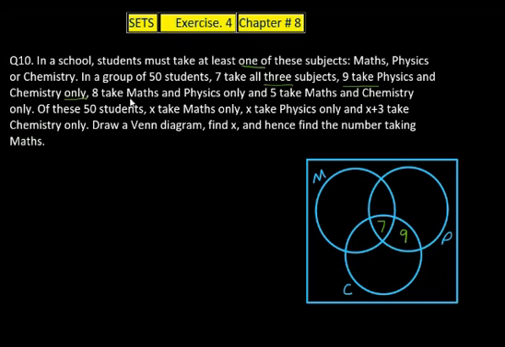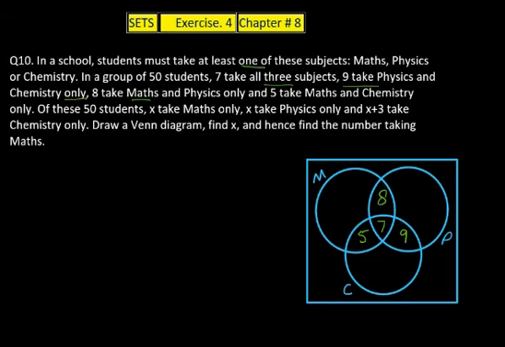Then it says 8 take maths and physics only. Look at that, this is the intersection of maths and physics, and the number of students is 8. Then it says and 5 take maths and chemistry only. So this area is the intersection of maths and chemistry, so 5 is there. So we have reached till here now, and this is out of these 50 students. We already know there are 50 altogether, so if you add up all these portions, that will make 50.